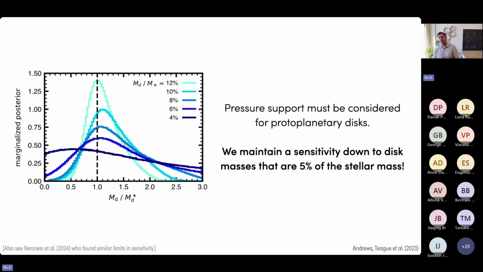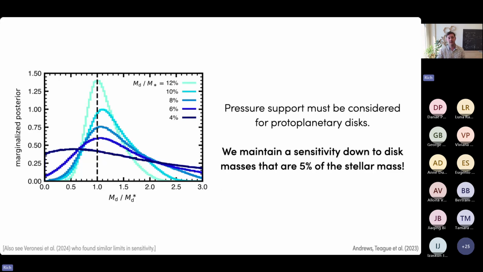And so the challenge really comes down to the fact that we need to disentangle the pressure support from the disk. Unlike dark matter, which is collisionless, we're looking at a fluid, so we have to account for the pressure. You have to decompose that pressure component from the self-gravity component. But it looks like for the most massive disks, so disks that are generally above 5% of the stellar mass, we can get a pretty robust constraint on the total disk mass.